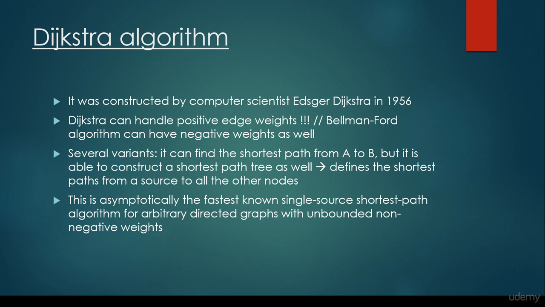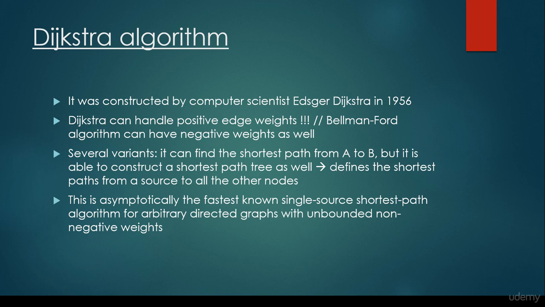There are several variants of Dijkstra's algorithm. It can find the shortest path from A to B, but it is also able to construct the shortest path tree. It defines the shortest path from a source to all the other nodes. So we are able to calculate the shortest path tree at once, and then we can reuse the shortest path tree from a given source.